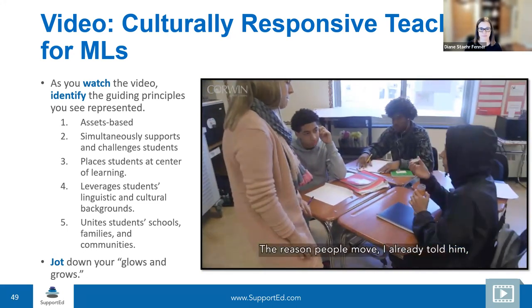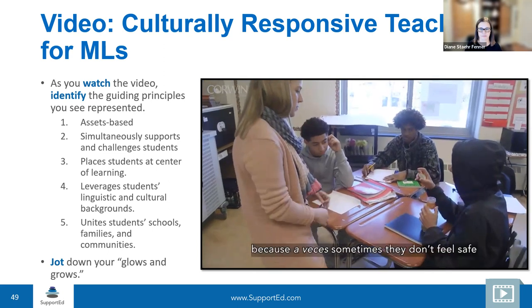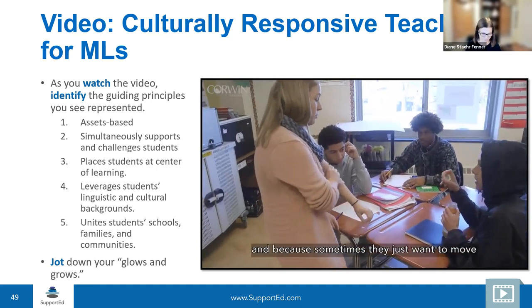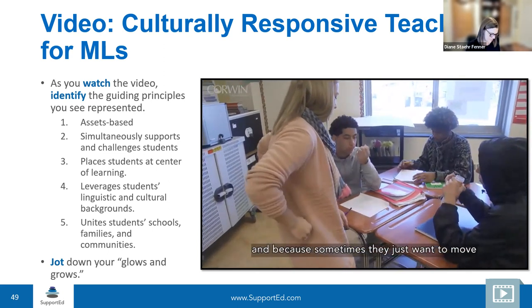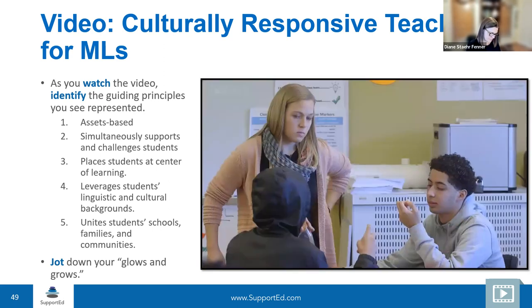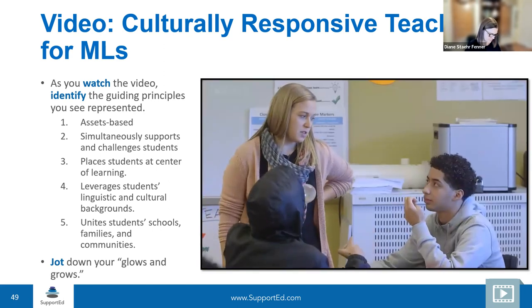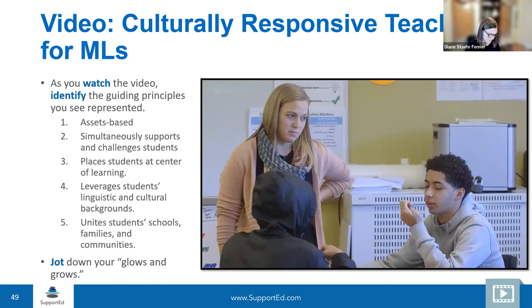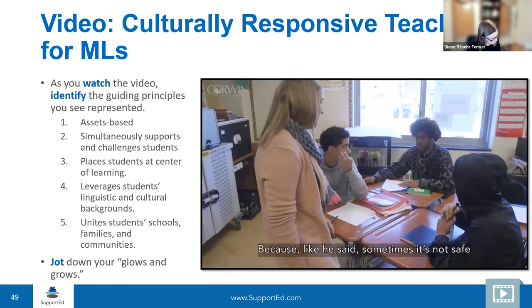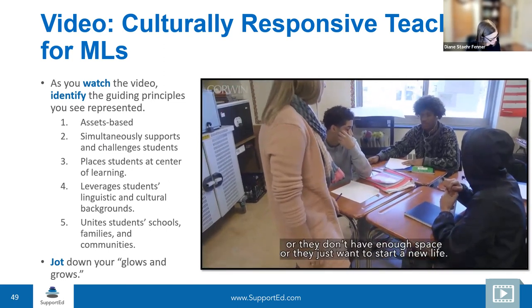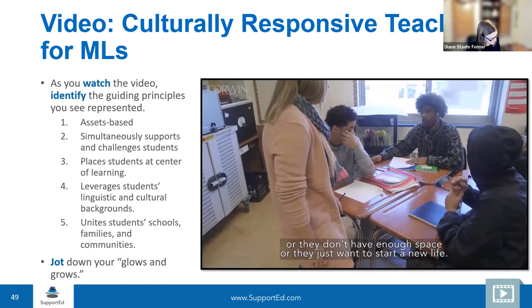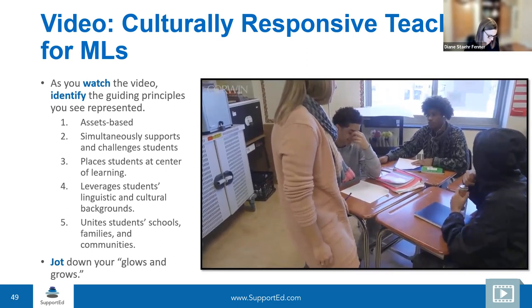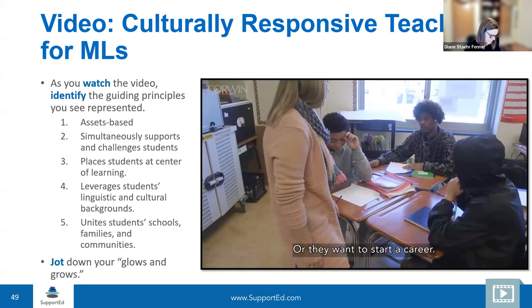Yeah. The reason people move, I already told them, because I would say sometimes it's because they don't feel safe, okay. And then sometimes it's because they just want to move to take new experiences. Do any of you guys have family that have moved to the States in the last couple of years? Yeah. Why? Because sometimes, like you said, it's not safe or they don't have enough space or they just want to start a new life. What else happened recently that would affect? Or they want to start a career.